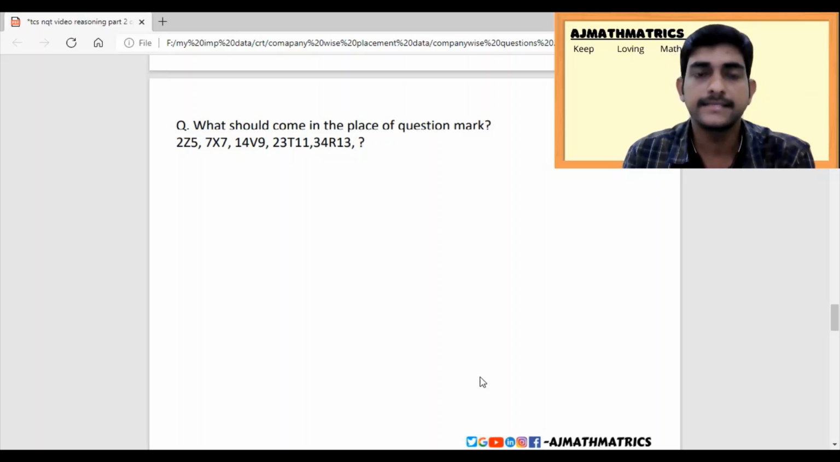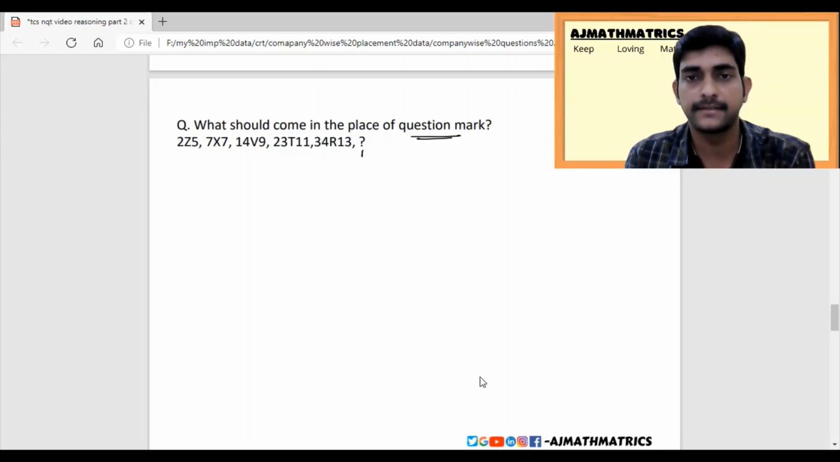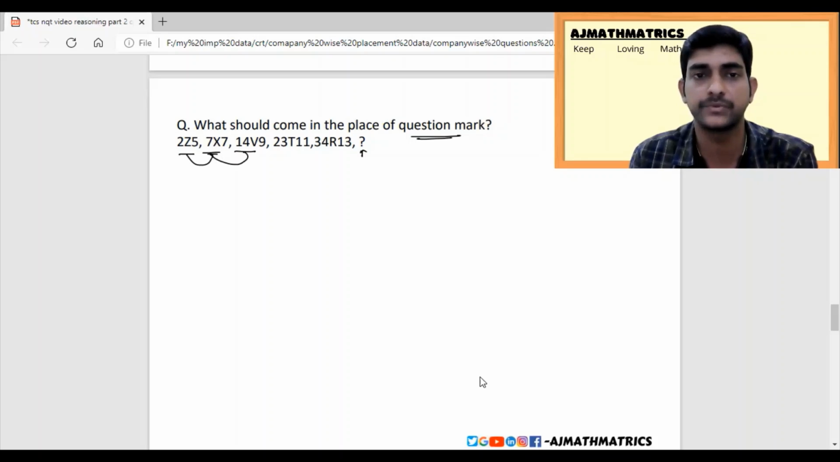Now, this is the series question because it is asking what should come in place of the question mark. The question mark is at the last place, and we need to find out the relation between these two and the relation between these two. Something like this we are going to find out, and finally we should expect this one. Okay.